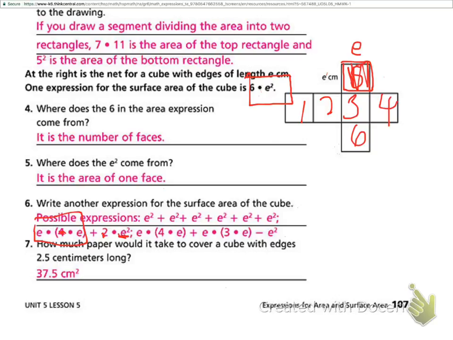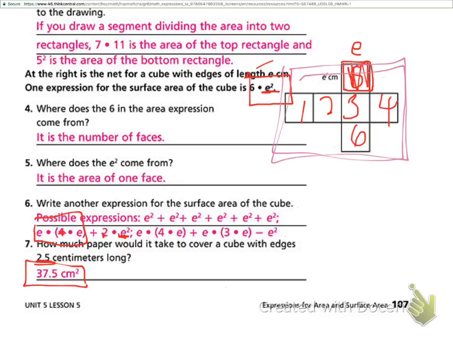All right. How much paper would it take to cover a cube with edges 2.5 centimeters long? Right? Here they're just saying it's a fancy way of saying take 2.5 and plug it in up here. And you would get this answer. Right, so basically what they're saying is here is a real situation. Up here, this is a real situation. Here is the expression for that situation. And now that once you have connected the expression to the real situation, you can use it to solve.